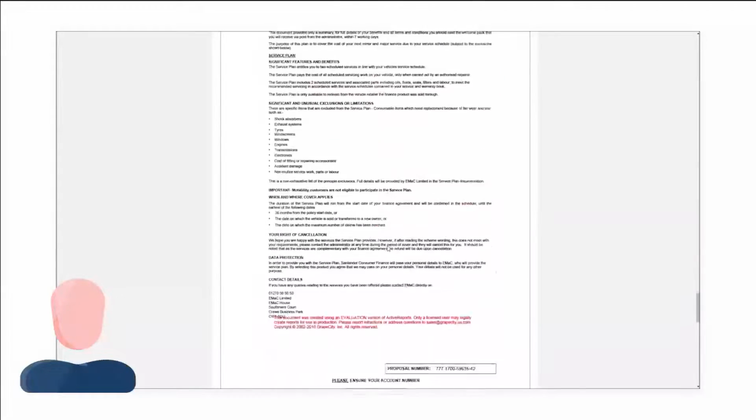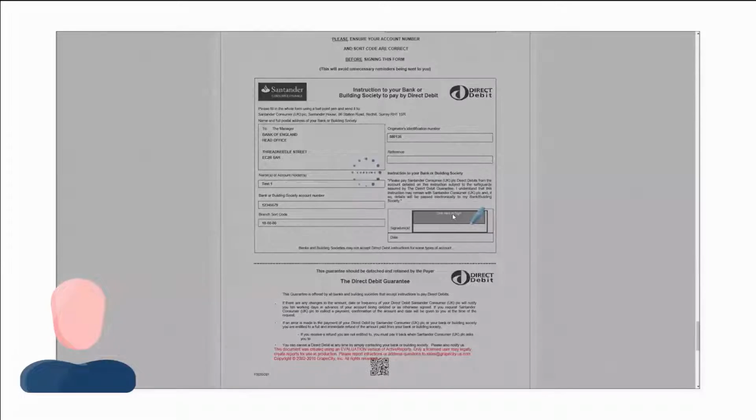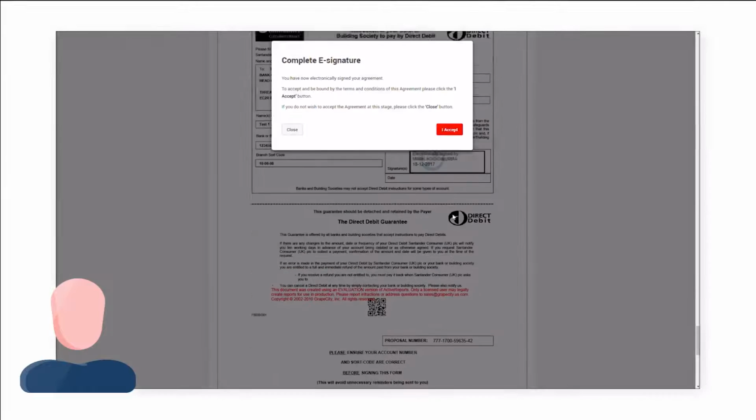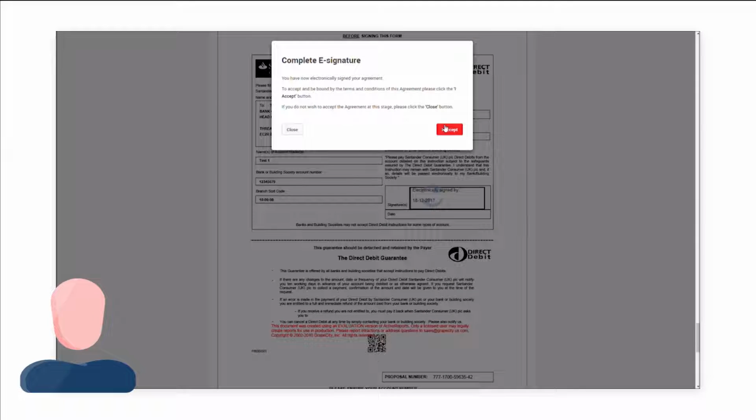Once the customer clicks I accept at the bottom of the agreement, they are presented with a pop-up which gives them one last chance to indicate whether they intend to be bound by the terms and conditions of the agreement. If the customer clicks close, then they are taken back to the agreement so that they can review the document again. Once the customer clicks I accept in the pop-up, the agreement becomes legally binding.